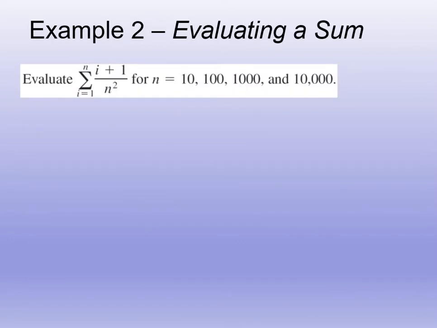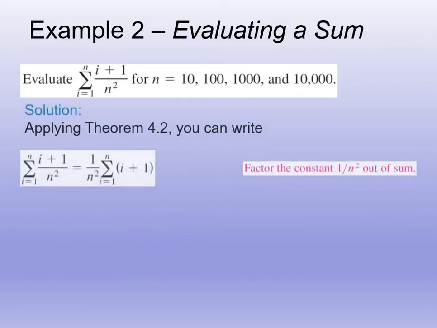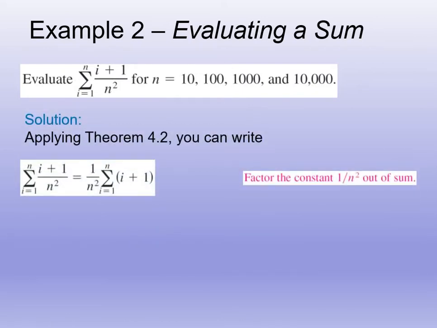And why would we do that? Well, let's take a look at this problem here. It's got a combination of i's and n's, and we want to do it for when n equals 10, n equals 100, n equals 1,000, and n equals 10,000. So we're going to evaluate this sum, but it's hard to do because we have i's and n's. So we can apply theorem 4.2.